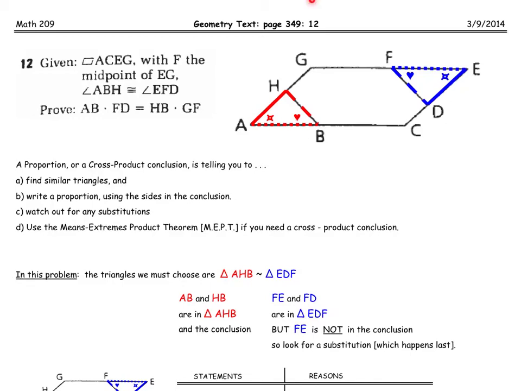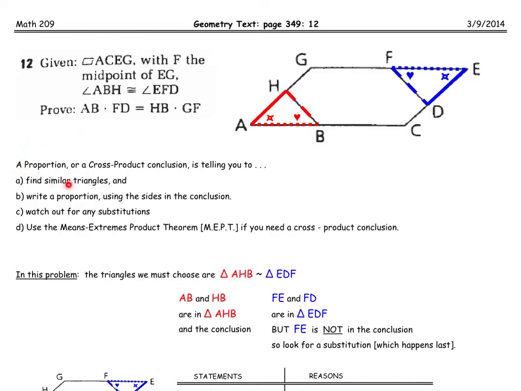I chose to review with you page 349, number 12, because it has a cross product in the conclusion, and I thought you might like to see how that works. It also has a little bit of a substitution maneuver, but we'll get to that later. Did I give anything away?